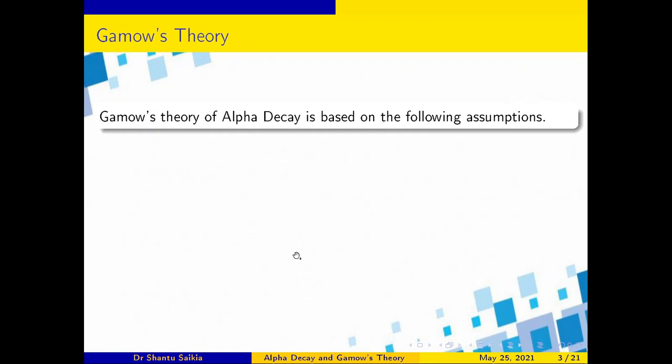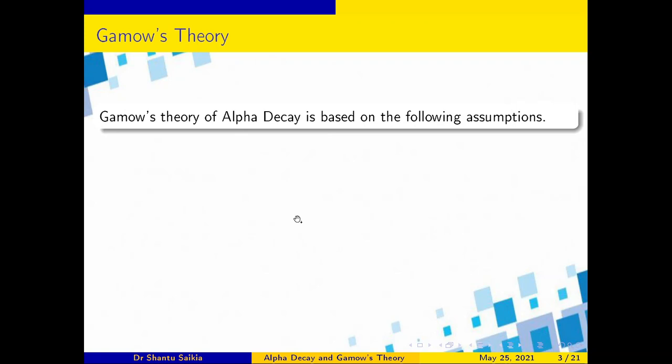Now we have to talk about Gamow's theory. The Geiger-Nuttall law, as we talked about, is an empirical law from experiments. So Gamow gave a theory for the alpha decay process, and he tried to theoretically derive a relationship between the disintegration constant and the range, and hence energy, of the alpha particles being emitted by different sources. So that is Gamow's theory of alpha decay.